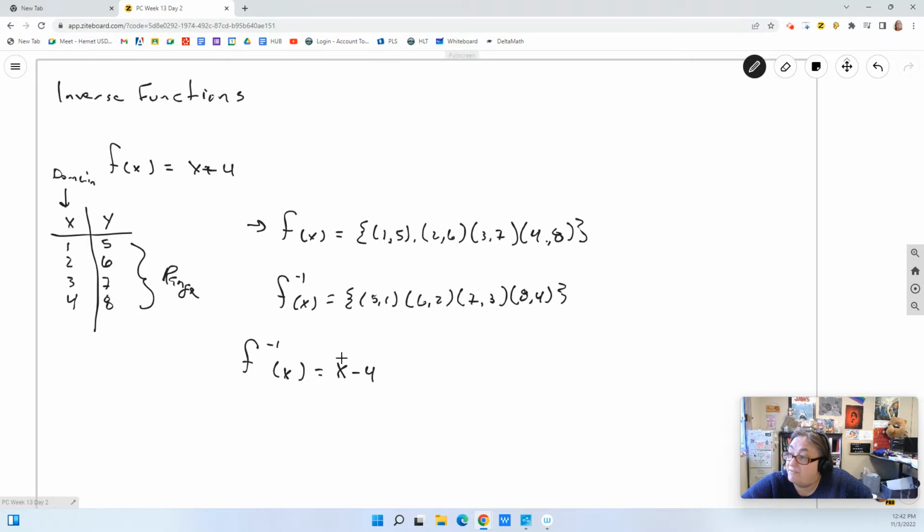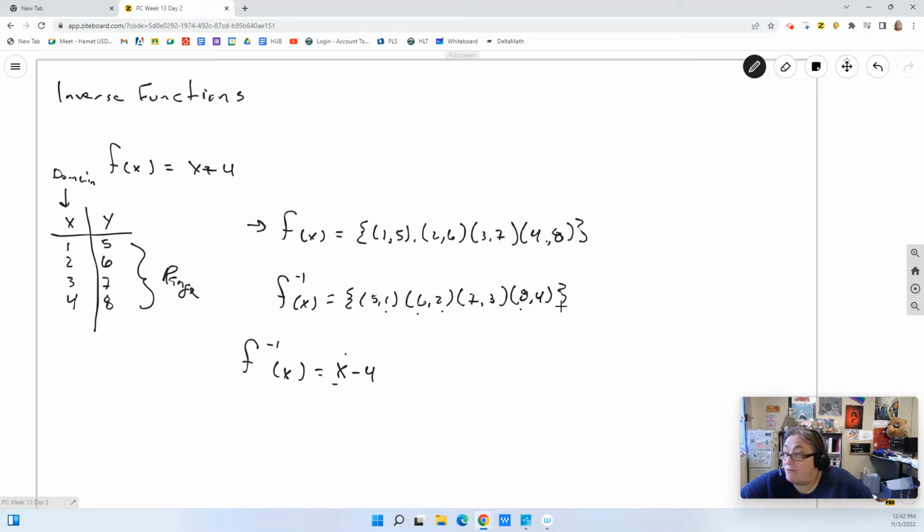And you can see that that's true, right? If I plug in 5 for x here, I'm going to get 1 back. If I plug in 6 for x over here, when I solve it, I'm going to get 2 back. If I plug in 7 and I subtract 4 from it, I'm going to get 3 back. And if I plug in 8 and I subtract 4, I'm going to get 4 back. So it kind of makes sense, right? Like what we're getting at.